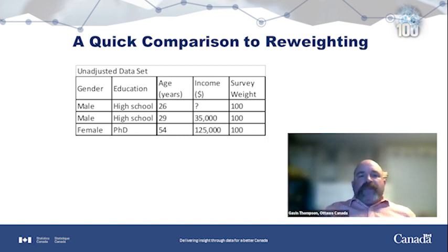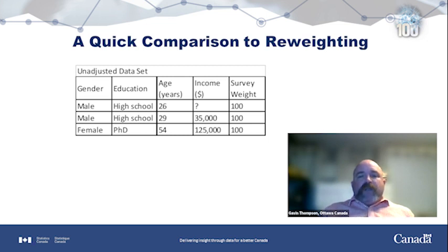So this is just a quick little demonstration of what reweighting and imputation does. In this data set, which is just an example, it's really small, there's only 3 respondents. So we have these 2 males and this 1 female. And the female is obviously older and better educated based on our data. She's making a lot more money. And so we look at it and say, okay, we need to impute the income for this male.